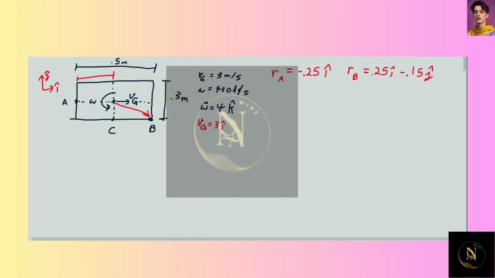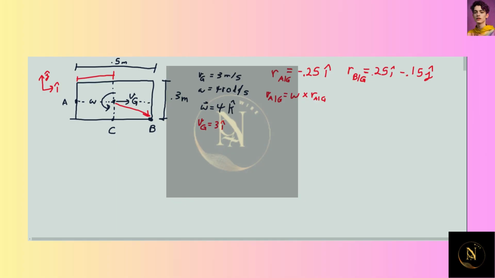We can write the velocity of A with respect to G as omega cross r_A with respect to G, where the r_A and r_B we wrote were both with respect to that centered point G.